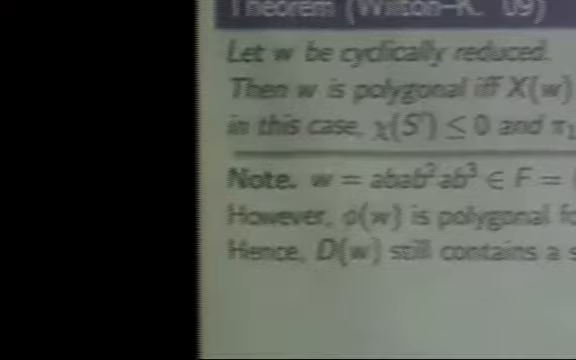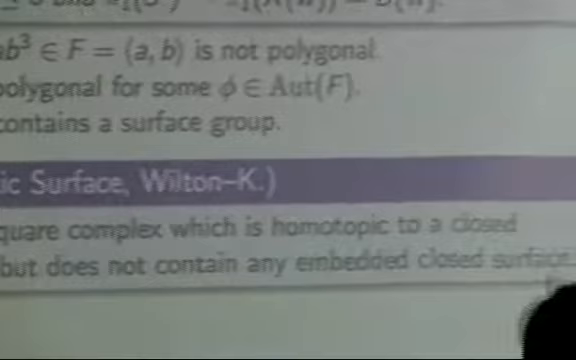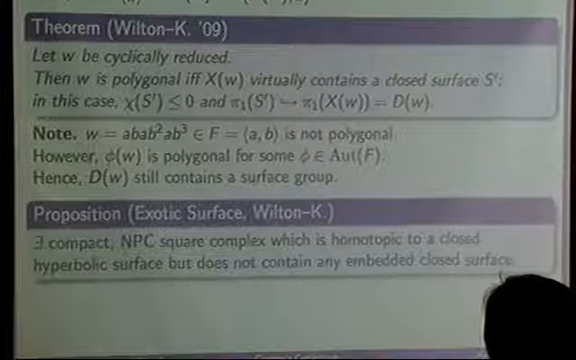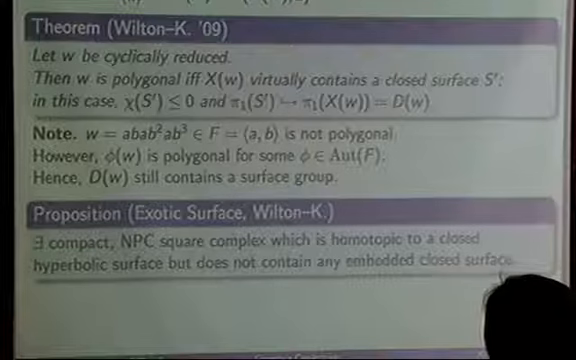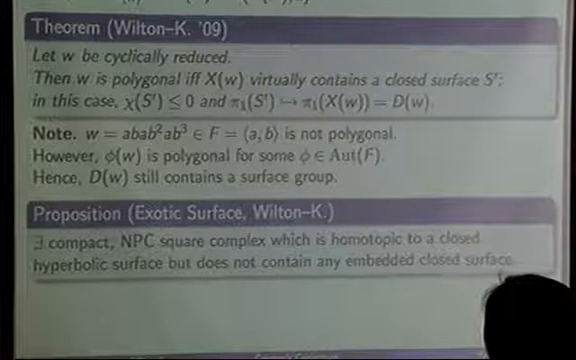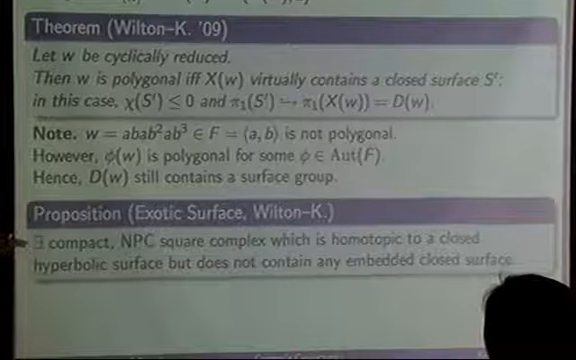Actually, it proves something more than that. It is showing that this kind of complex, so-called non-positively curved square complex, is not as rigid as one can expect. That is, basically, it is showing that there is some compact non-positively curved square complex, which I do not want to go into detail about, which is homotopic to a closed surface, but it never contains a homeomorphically embedded closed surface as a subcomplex. That is because this theorem precisely describes all the cases when some finite cover of this double complex contains a closed surface. So this non-polygonality will prove the non-existence of any closed surface in a certain square complex.